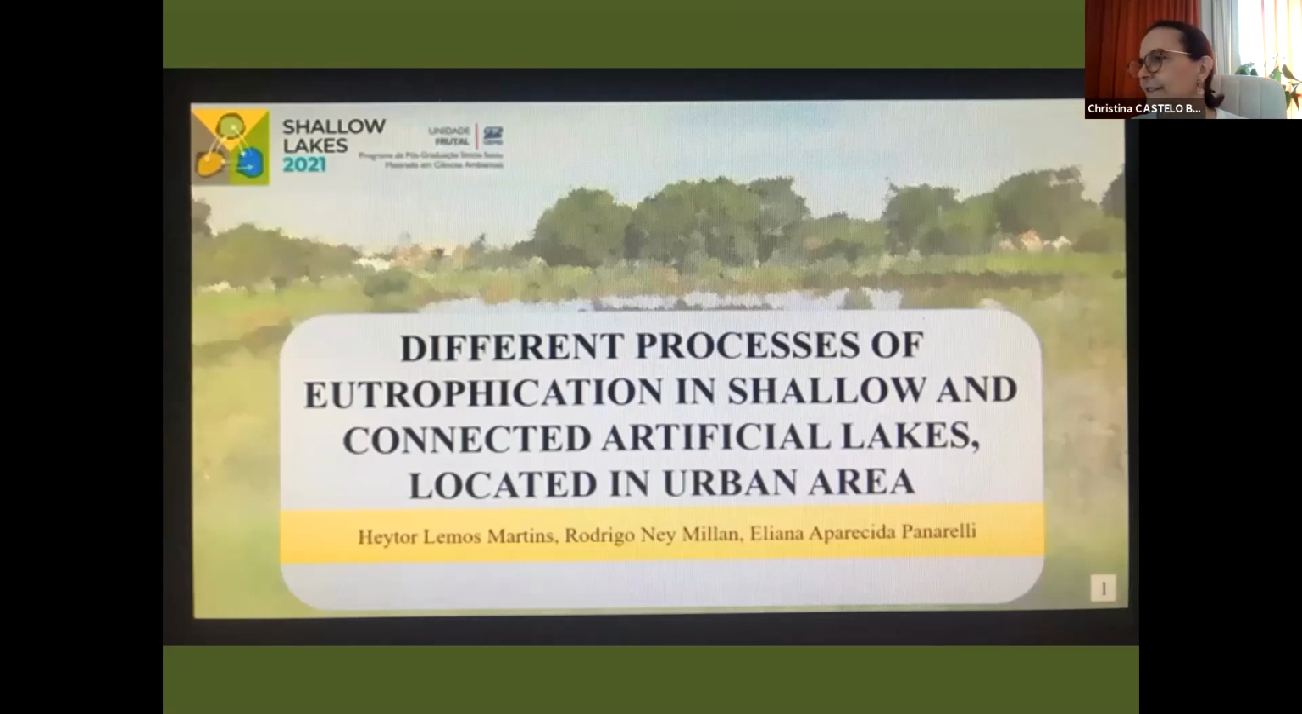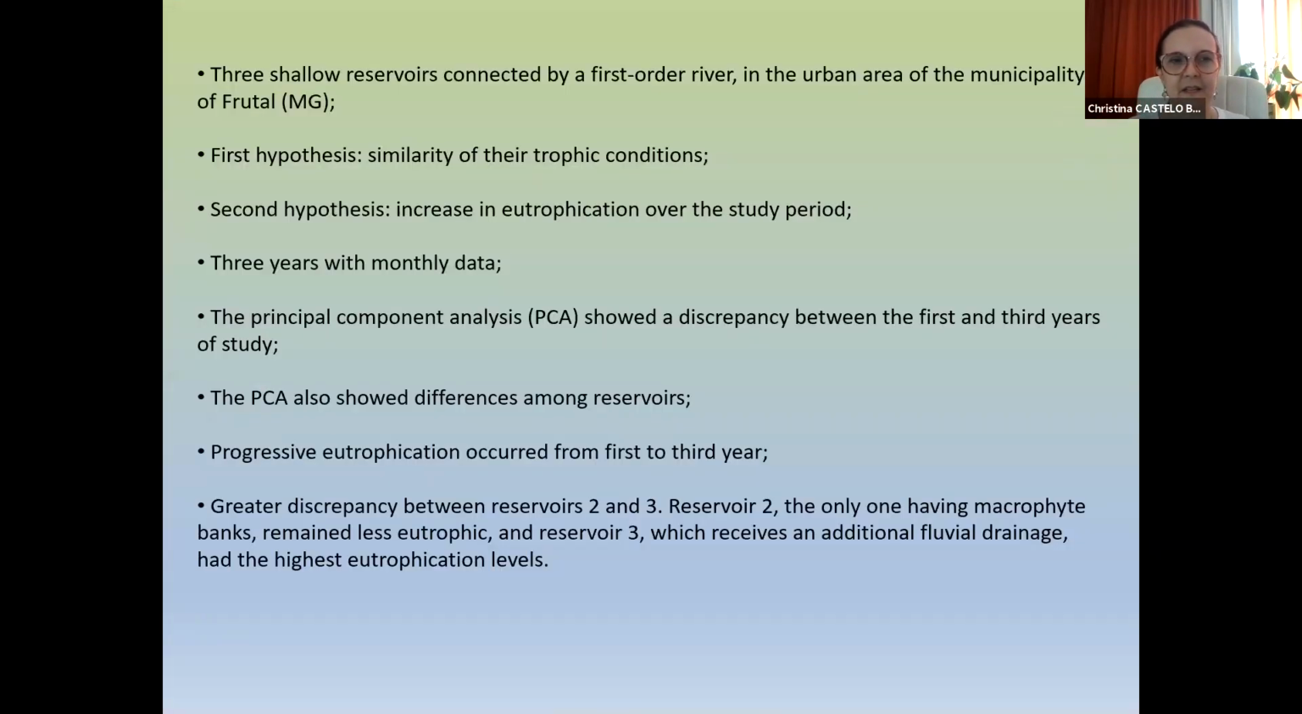From the University of the State of Minas Gerais, Brazil. Three shallow reservoirs connected by a first-order river in the urban area of the municipality of Frutal, Minas Gerais, Brazil. First hypothesis, similarity of the eutrophic condition. Second hypothesis, increase in eutrophication over the study period. Three years with monthly data.